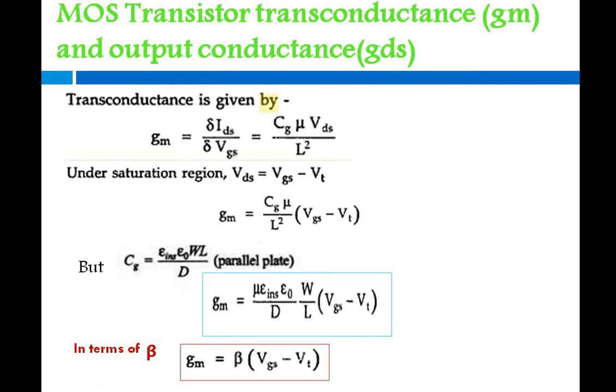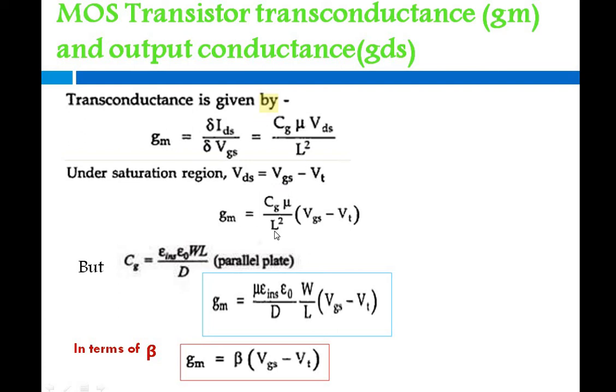But this given equation is for the non-saturation region. If you go for the saturation region, what is the condition? Your VDS should be equal to VGS minus VT. The same thing we applied for the IDS and VDS relationship that we derived in the last class. So under the saturation region, your VDS should be equal to VGS minus VT. Now in this present equation, substitute the value of VDS. gm is equal to CG mu (VGS minus VT) divided by L square.